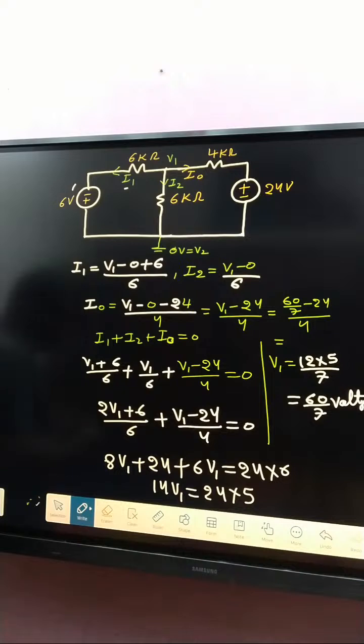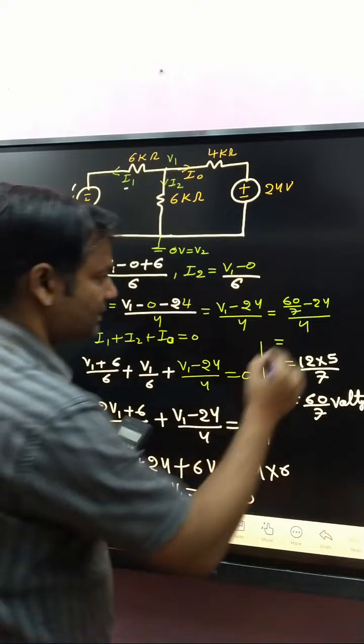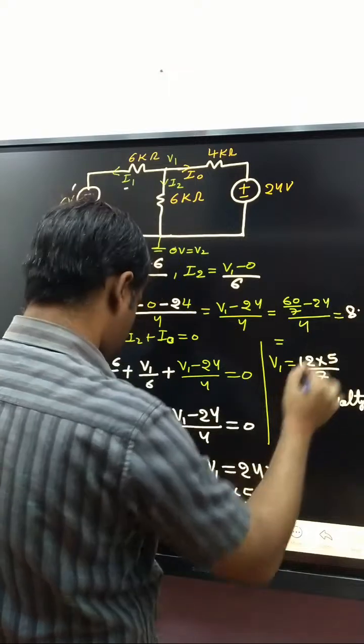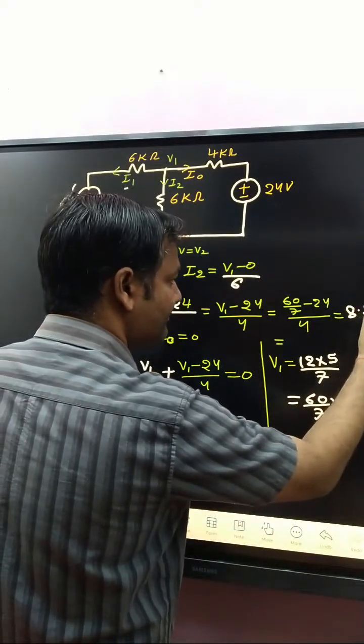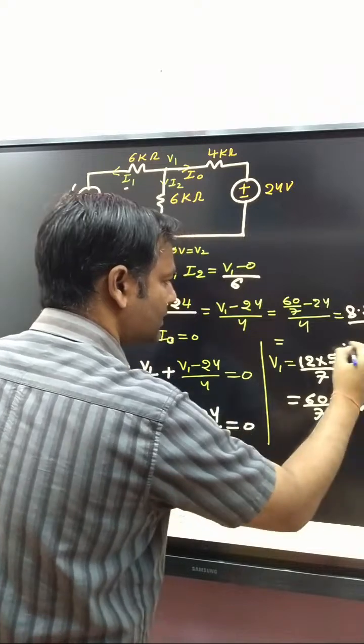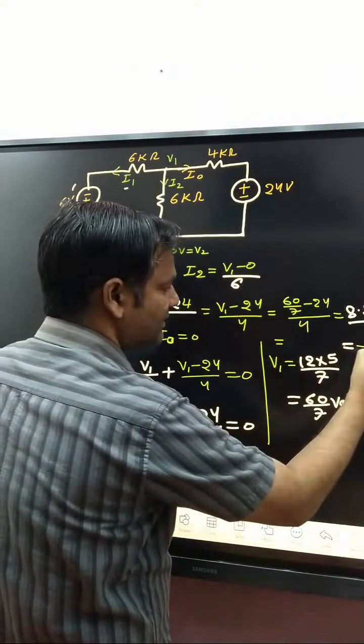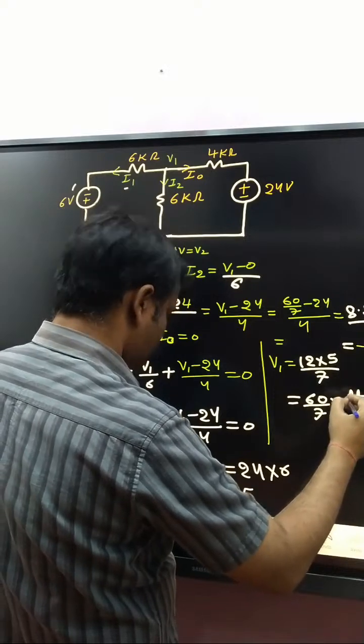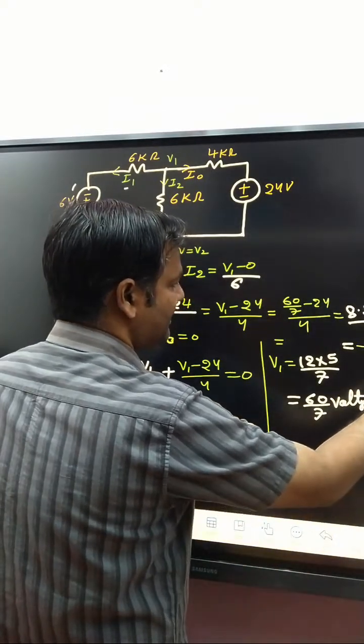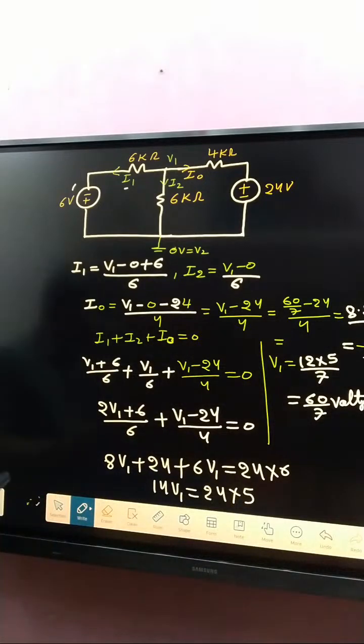That one, 60 divided by 7, is how much? 8.57, minus 24 divided by 4, which is minus 6. So the result is minus 3.86 milliampere, that is the right answer. Okay.